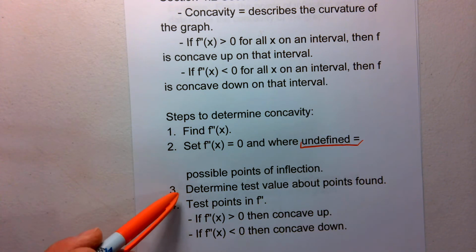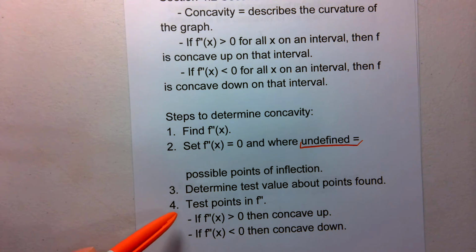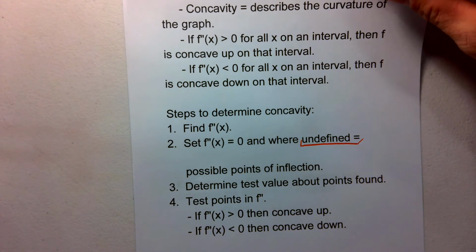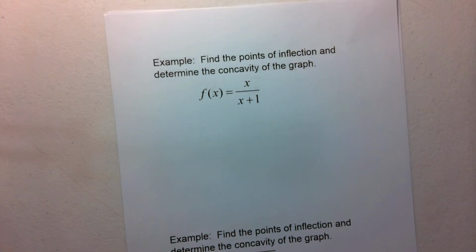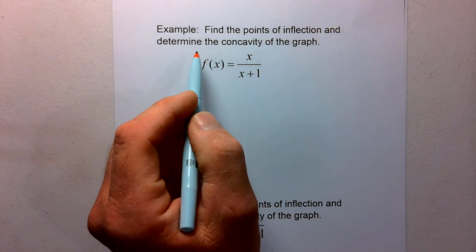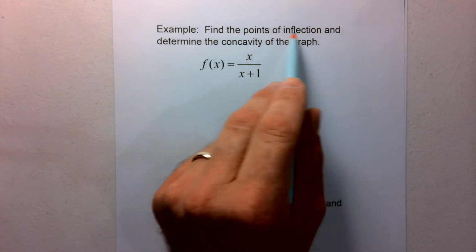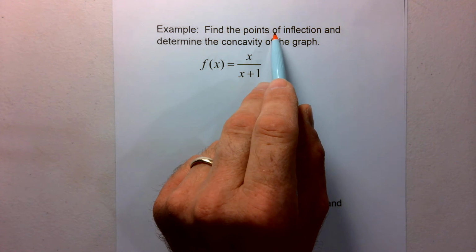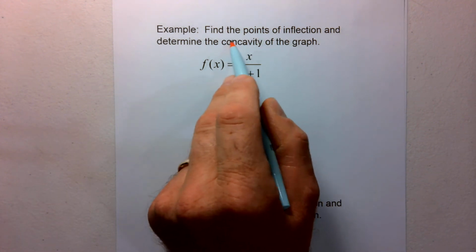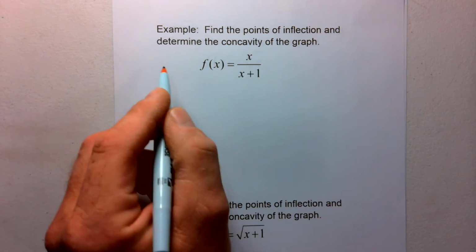All right, and then we're going to determine our test values within the intervals. Then we're going to come up with our test points. And if it's greater than 0, again, it's concave up. Less than 0, it's going to be concave down. So let's go ahead and jump into our examples. Here we're asking you to determine the concavity. And we're not going to focus too much on finding the points of inflection. We'll talk about those at a later date. What I really want to focus in on today is just the concavity of the graph.